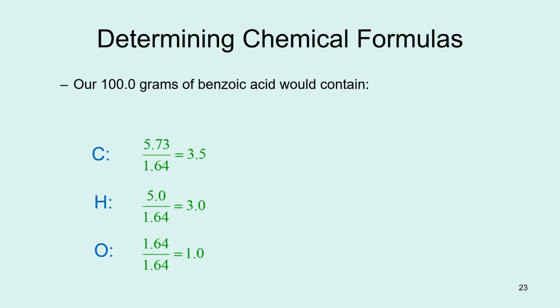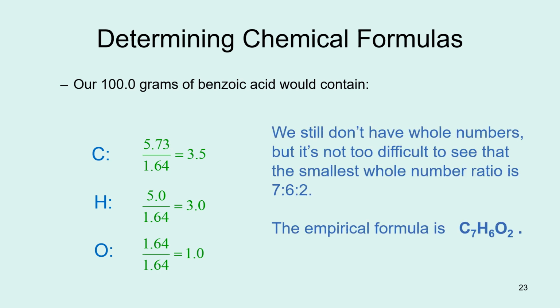Again, don't round. It would be very tempting to say 1 to 3 to 4, but that's not right. So notice, since that's really, really close to a half, you want to make whole numbers out of all of these. So what I'm going to do is multiply everything by 2 to get rid of my decimal here. If I multiply this by 2, I get 7. If I multiply that by 2, I get 6. And if I multiply that by 2, I get 2. So here's my ratio.